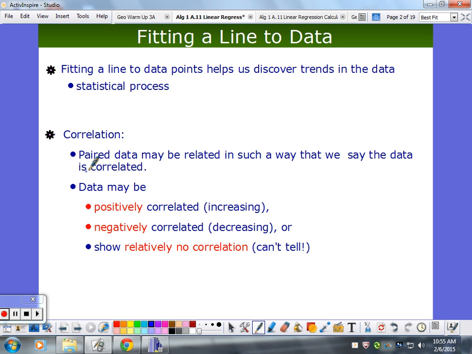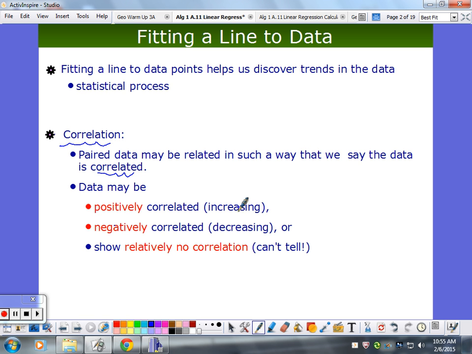We use this idea of correlation. If you break it down, correlation is like two things being related in some way. So you've got some paired data, and you say, oh, I can see a relationship, and we say it's correlated. We have these kinds of correlation: positive correlation, negative correlation, or I don't see any relationship between the pairs. Okay, positive, negative, or none, right?